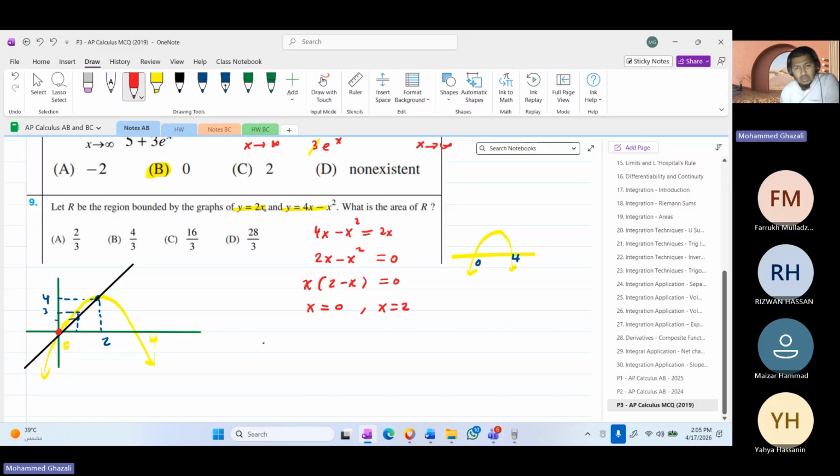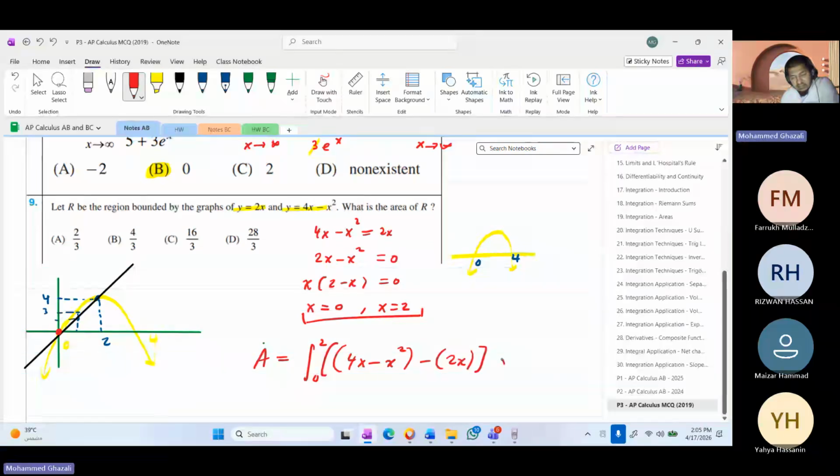Look, if I substitute 1 here, I get 2, and if I substitute 1 in the second function, I get 3. So at the point 1, which is between 0 and 2, between the points of intersection, we know the area is equal to the integral from 0 to 2. But what's happening at 1? The quadratic function is lying above the straight line function. So it has to be the top function minus the bottom function. So it's the quadratic minus the straight line. So it's 4x minus x squared, subtract 2x, all right?